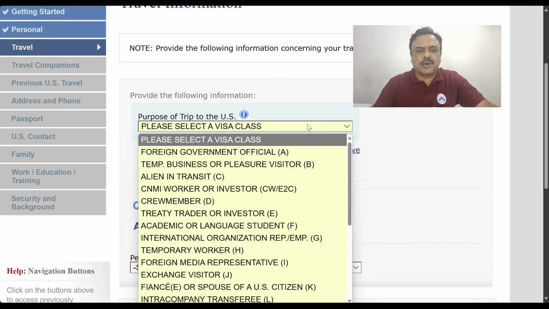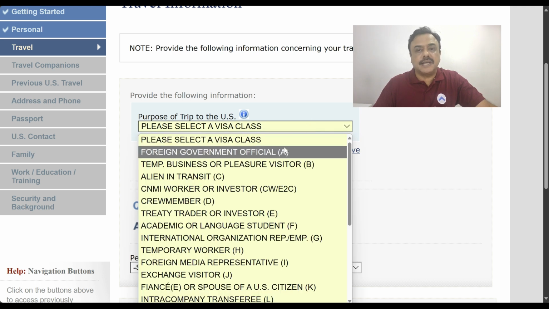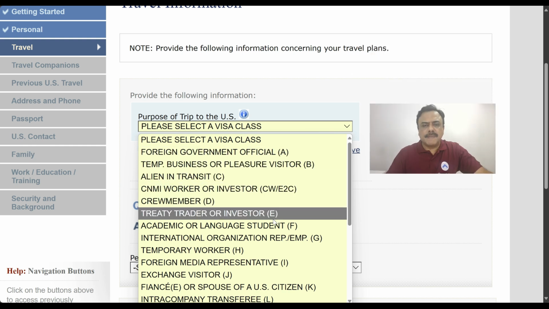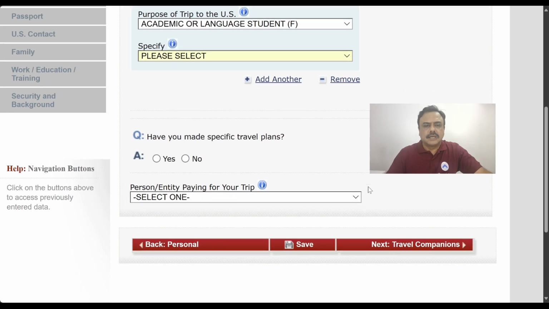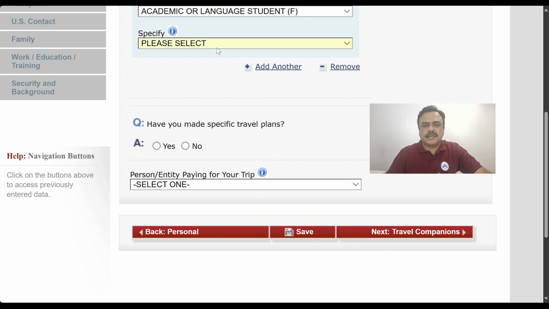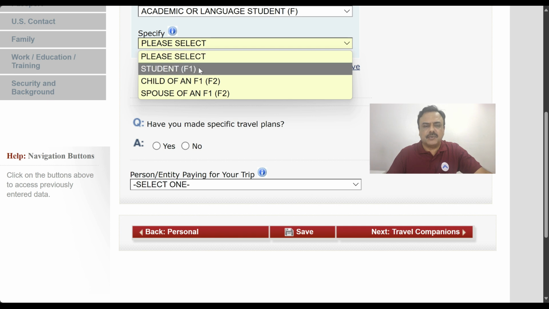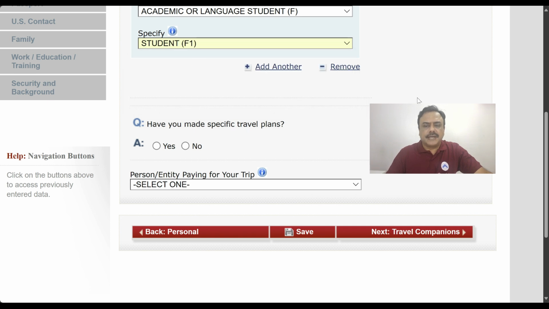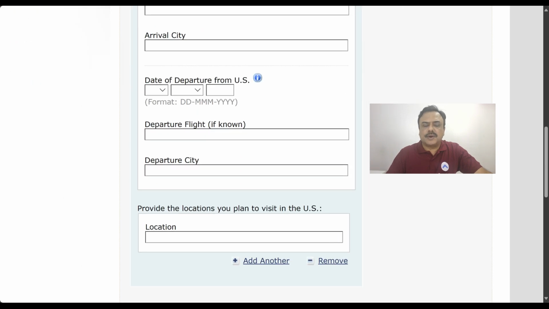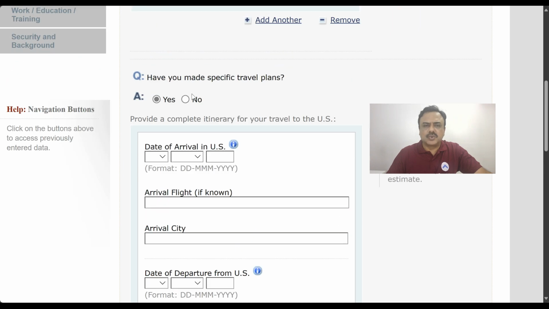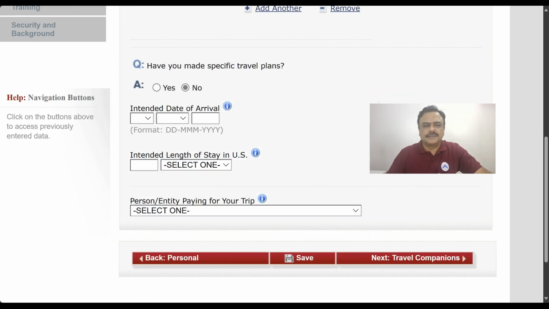Now, it's important for you to understand that this portal is for many non-immigrant visa applicants. You are going to go for a student visa, which is known as the F1 visa. Now, it is also asking you regarding your travel plans. For a student visa, go ahead and mark no. It is asking intended date of travel. Now, how do I decide that?